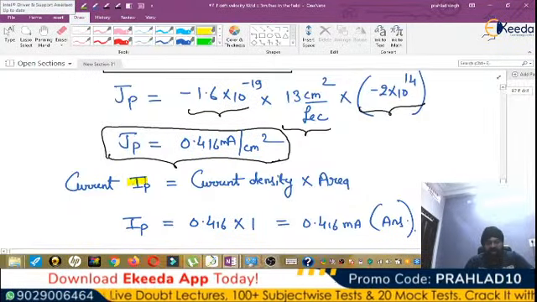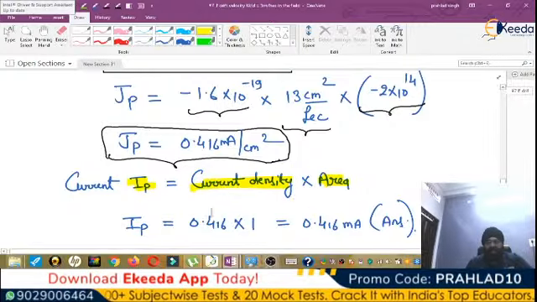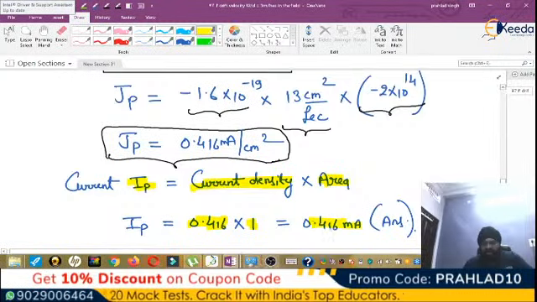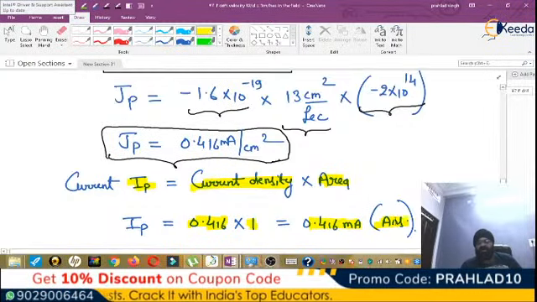And we are asked to find the value of current. So current is current density into area. So current density is 0.416 into area, which is given as 1. So this answer is 0.416 milliampere. This is our required answer.